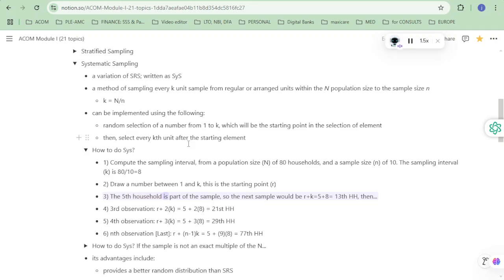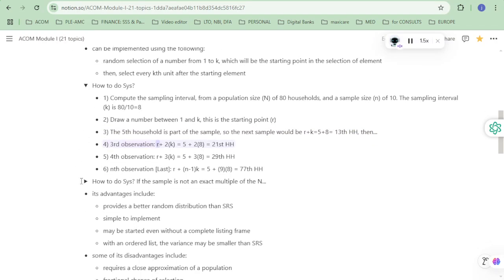The fifth household is part of the sample, so the next sample would be r plus k equals 5 plus 8 equals the 13th household. Third observation: r plus 2k equals 5 plus 16 equals the 21st household. Fourth observation: r plus 3k equals 5 plus 24 equals the 29th household. Nth observation, last: r plus (n minus 1)k equals 5 plus 9 times 8 equals the 77th household.